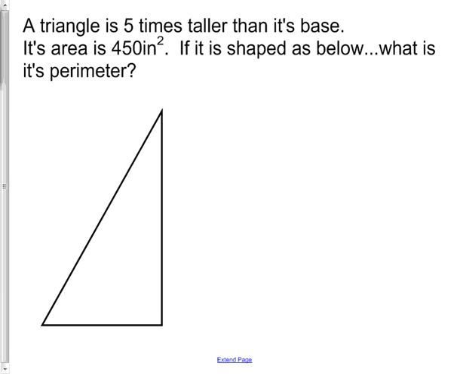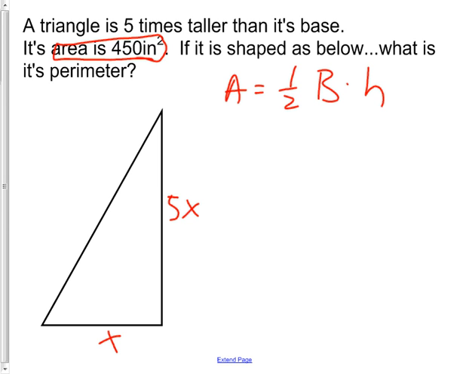Okay, I'm going to try to catch up to you here. I hope you said this was x and this is 5x because it's 5 times taller. All right, then it's about area, so I'm going to write an area formula. Area of a triangle is 1/2 base times height. That's, again, one of the reasons this class is kind of challenging. It brings in all this old stuff you're supposed to remember, like that. Okay, now the area is 450 equals 1/2.